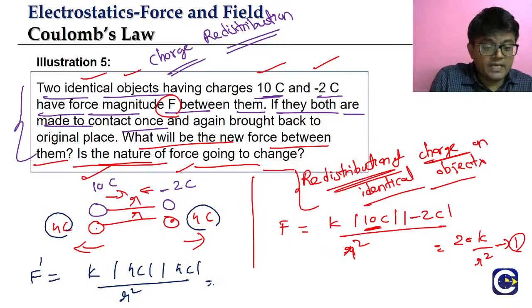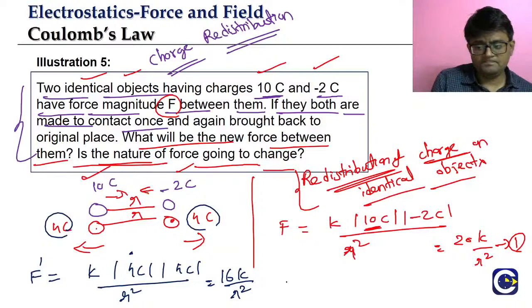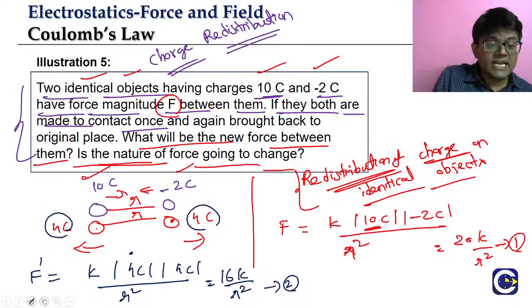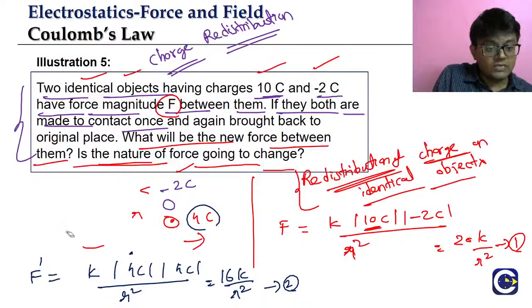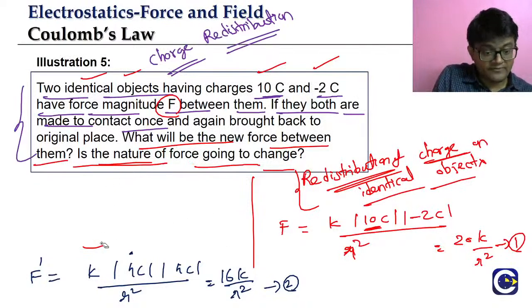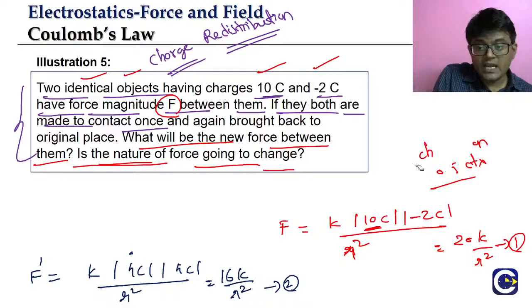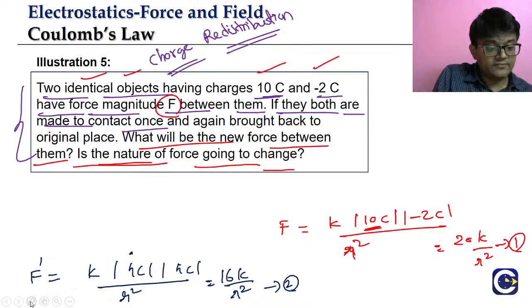Let us keep the coulombs aside for some time and just look at the values. This is 4, this is 4, so 4 fours are 16k by r square. This is equation 2. Now what do we want? What are we solving for? We are looking for the value of F dash, and it should come in terms of F, because only F is given in the question: the force between the two charges is F. They are giving the F value, so the final answer must be in terms of F.